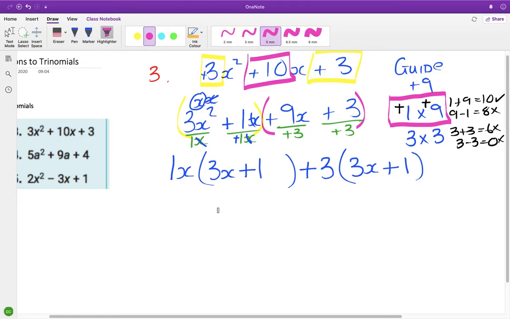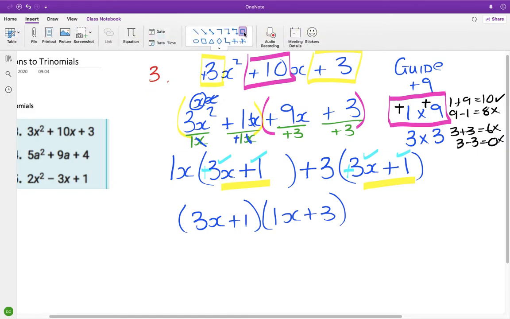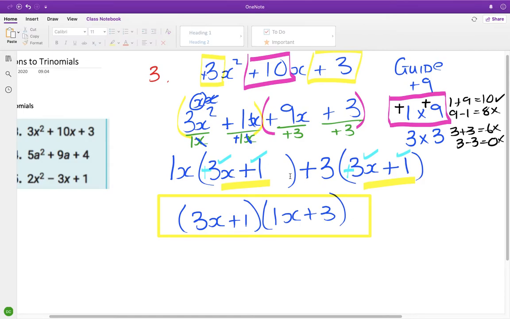So I need to check my brackets match. So, check that these match. So here I have a plus 3x and a plus 3x, which means they match. And then I have a plus 1 and a plus 1, so I'm good to go. So I write down my matching bracket, and I write down my highest common factors in a bracket. Alright, so that is my answer. 3x plus 1, 1x plus 3.